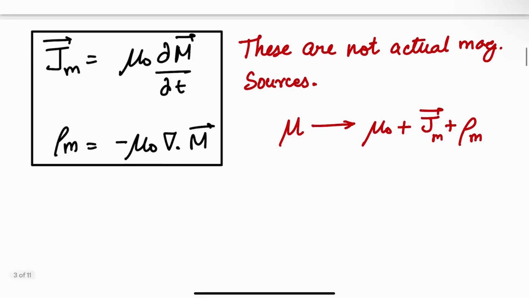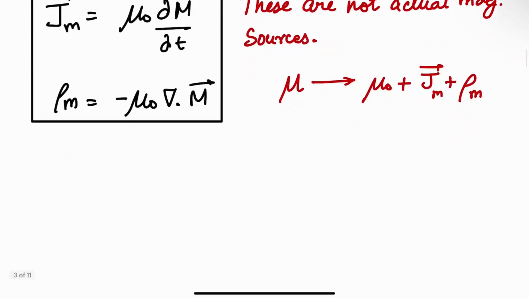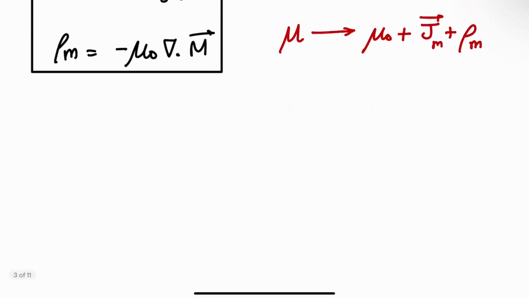In this case, we replace mu with mu naught, and then we place some charges and currents, but there's nothing special about mu naught. You can use any other mu as well. So we can look at that next.